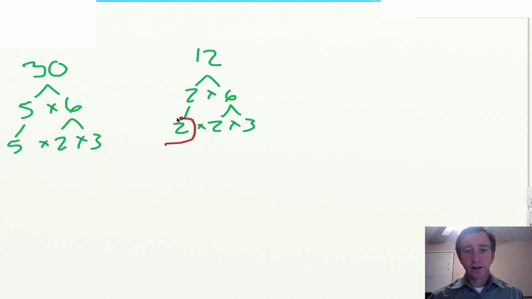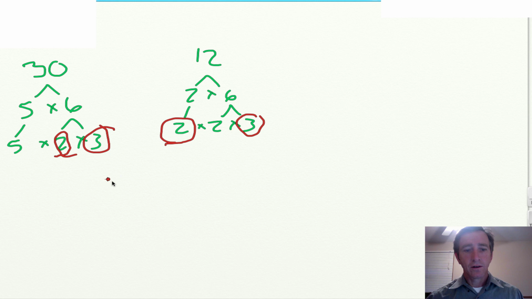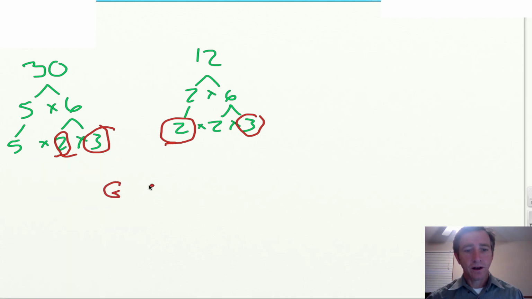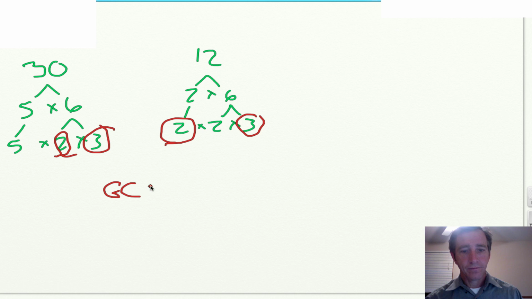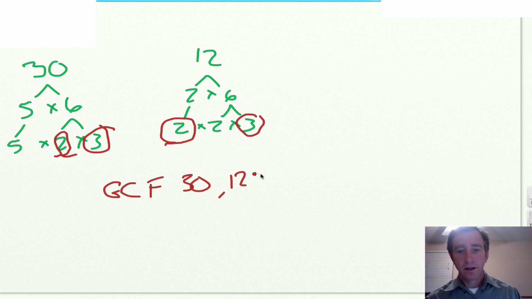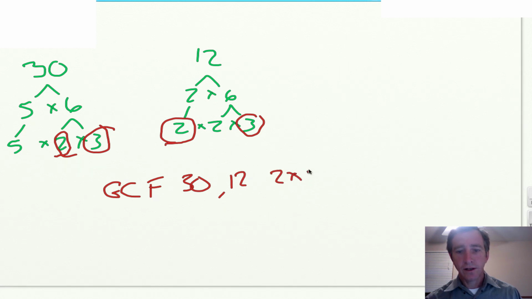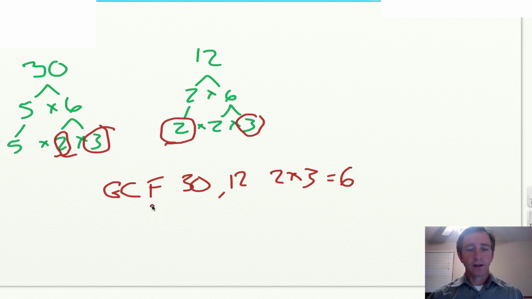I see a 2 here, so I'm going to circle both 2's. Okay, and I see a 3 here, circle both 3's. Greatest common factor of 30 and 12 is 2 times 3, 6. Greatest common factor are those factors that are common to both numbers. We multiply them together to get the greatest common factor.